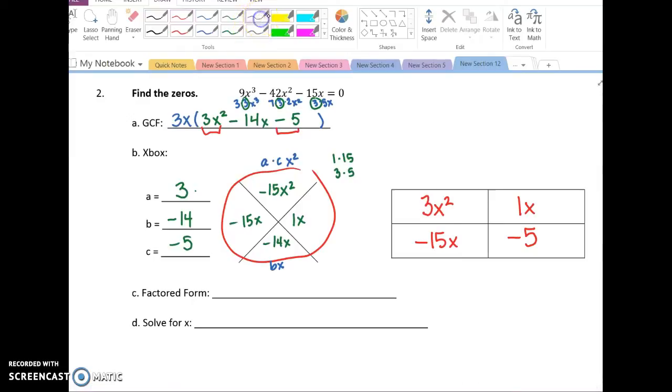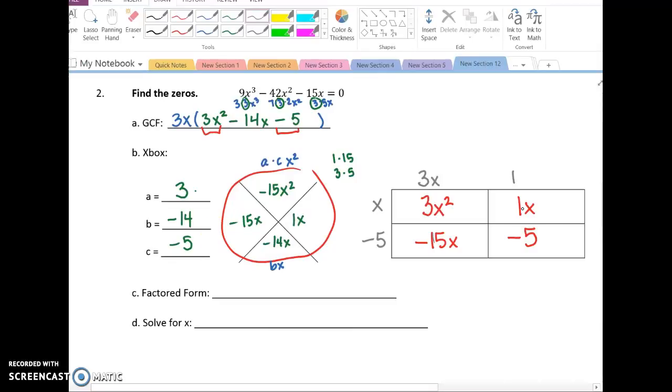Okay, then the next idea is we're going to do dimensions. So we want the greatest common factor here. Between 3 and 15, the greatest common factor is 3, and they both have an x. Between 1x and 5, the greatest common factor is 1. And then here, the greatest common factor is going to be x. And the greatest common factor here would be a negative 5. The reason it's negative is because we want to make sure that when we multiply, this gives us a negative 15x, and this gives us a negative 5.